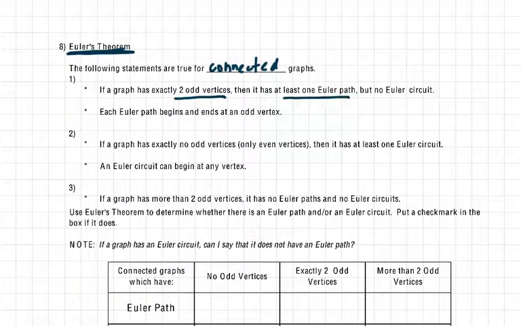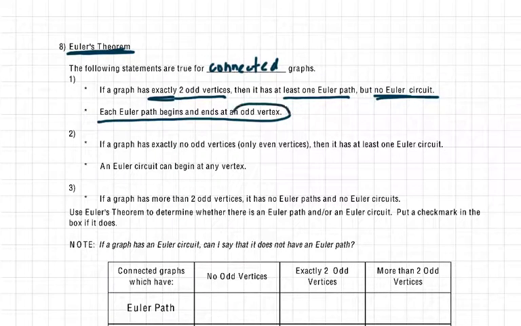Euler's theorem states that if a graph has exactly 2 odd vertices, then it has at least one Euler path, but no Euler circuit. So remember that an odd vertex is a vertex that has an odd number of edges coming off of it. So if it has exactly 2 odd vertices, then it has at least one Euler path, but no Euler circuit. So that means that you can cross over each edge exactly once, but you will not be able to start and end at the same vertex while crossing over each edge exactly once. Each path begins and ends at one of those odd vertices.